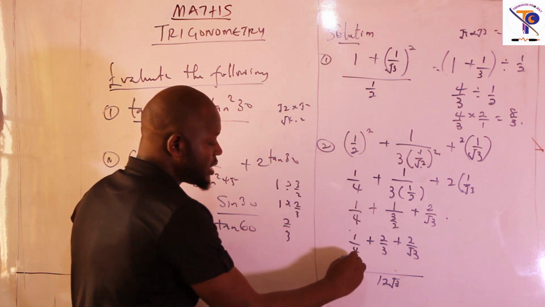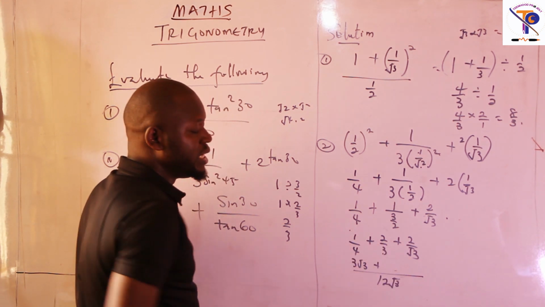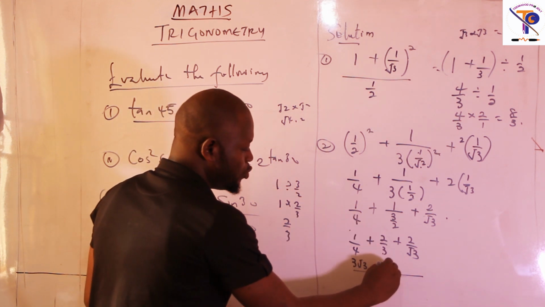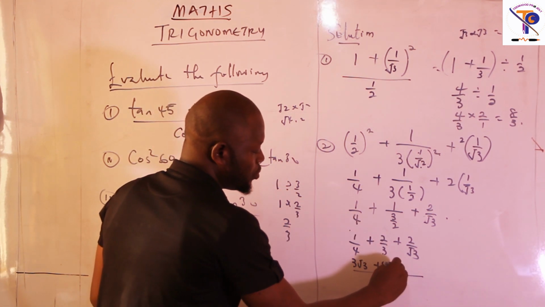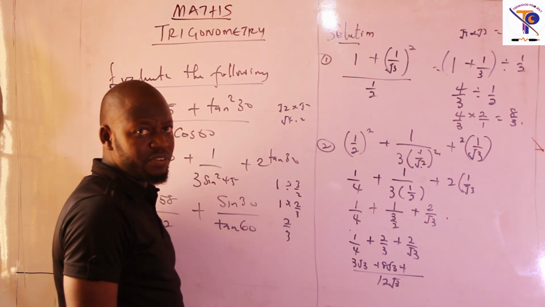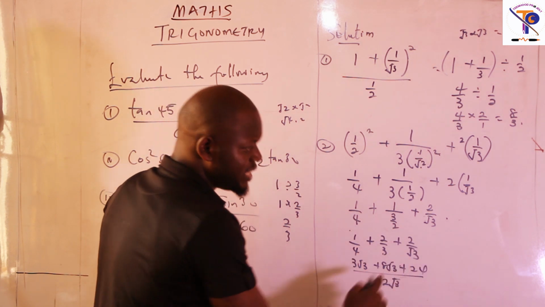3 root 3 times 1, that is 3 root 3 still, plus 3 in 12 root 3, that is obviously 4 root 3. 4 root 3 times 2, that is 8 root 3. That is 8 root 3 plus root 3 in 12 root 3, that is 12. You have 12 left. So 12 times 2, that is 24. Let me take this part again.